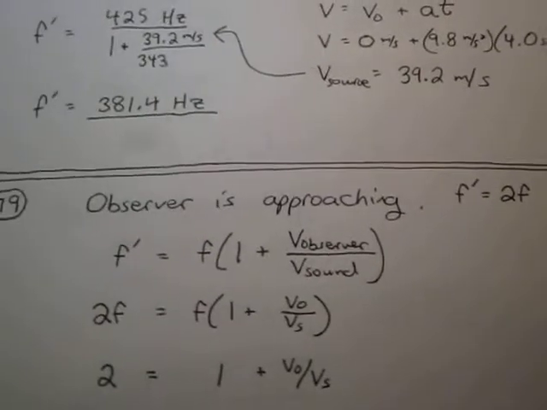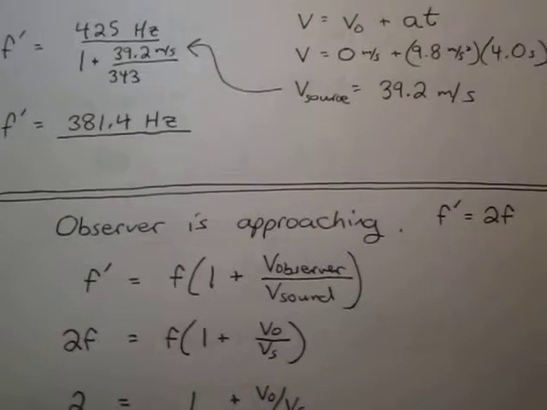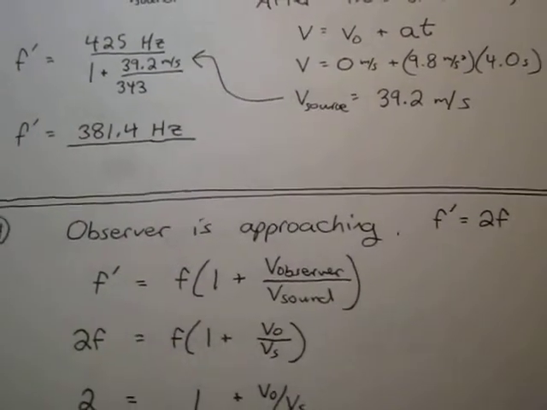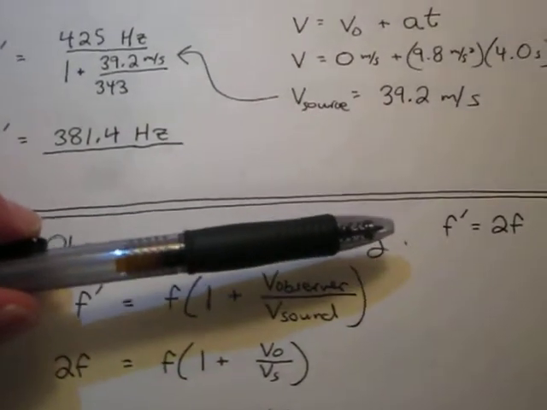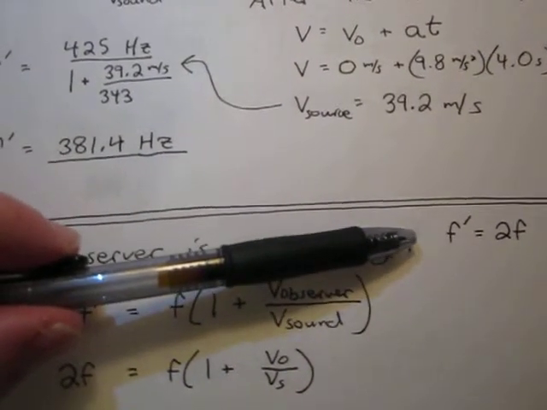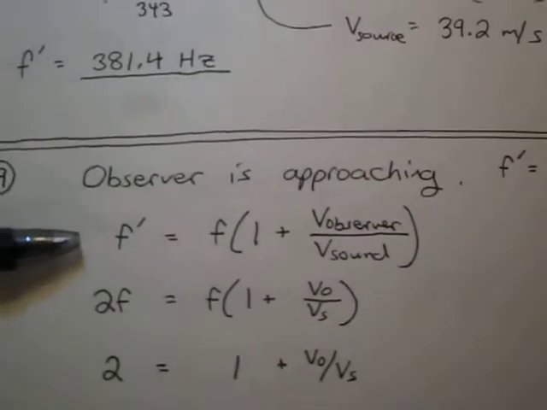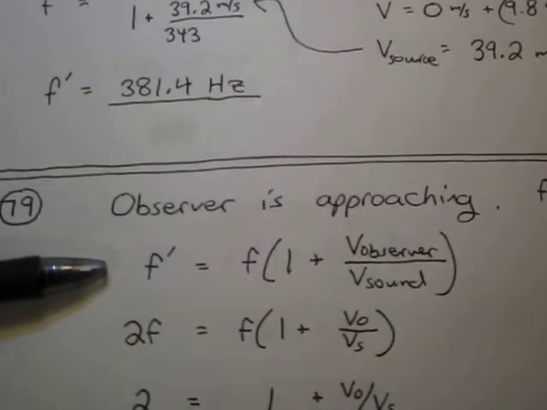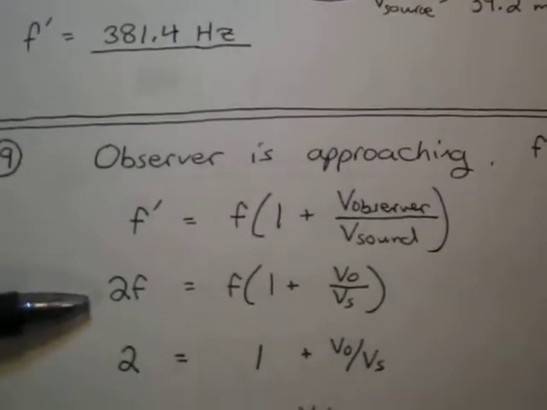Number 79, we recognize that the observer is approaching a stationary sound source, and the question says that we are perceiving the frequency to be twice the emitted frequency. So here's a substitution we can make, that f prime equals 2f. If the observer is approaching the stationary sound source, here's the equation. F prime equals f times 1 plus speed of the observer over speed of sound. Now we'll make that substitution, that f prime is equal to 2f.